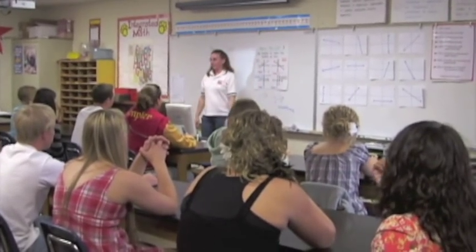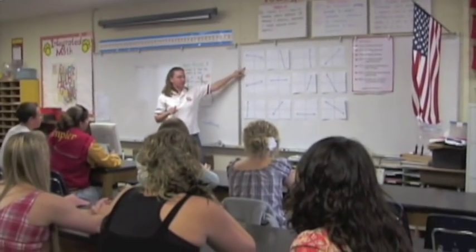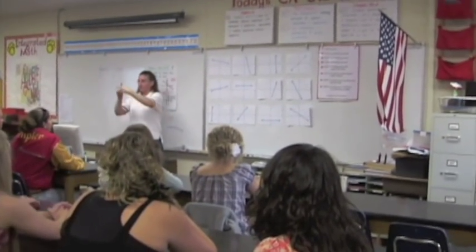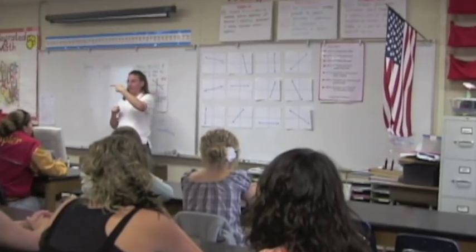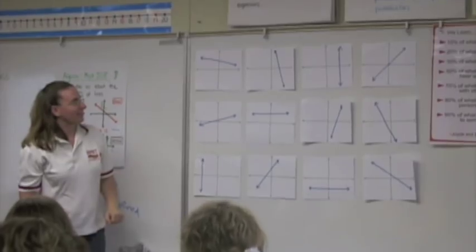Good, now it's time for your quiz. Here's your quiz. Now you're not gonna say anything. When I point to one of these graphs up here, you're just gonna tell me if the slope is positive, negative, zero, or undefined. Let's go with this one.